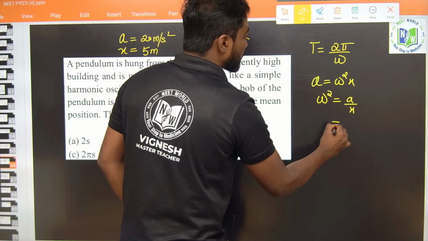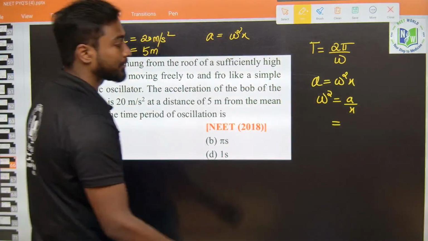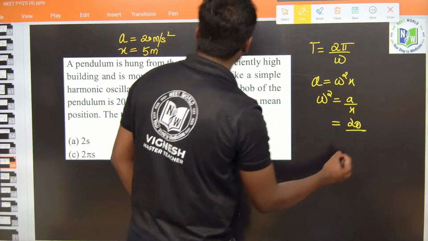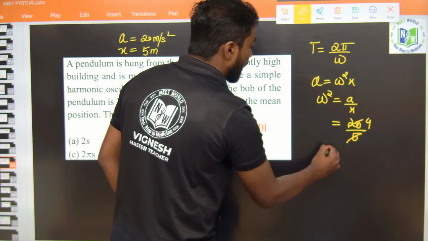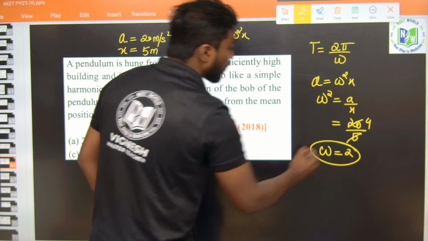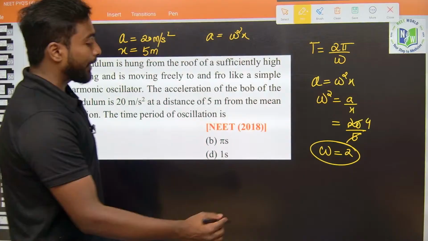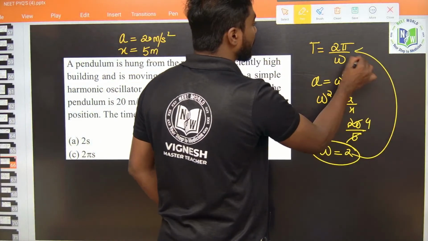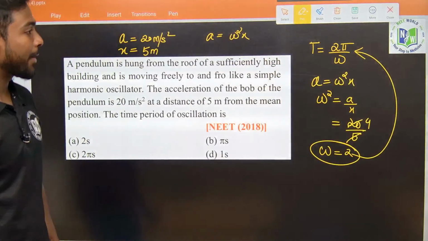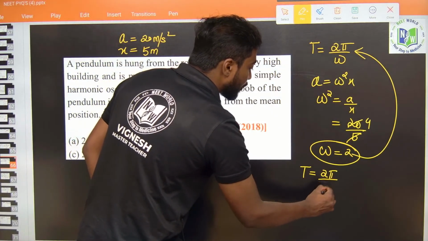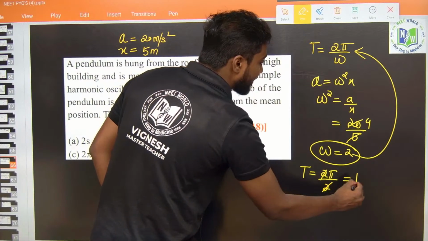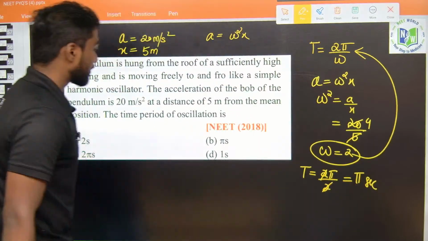So what is A here? 20 meter per second square. 20 divided by, what is x? It is 5. So omega square is 4, and omega will be equals to 2. Now take this omega and substitute in this equation. T is equals to 2 pi by omega. T is equals to 2 pi by 2, which is nothing but pi seconds. The answer is pi seconds.